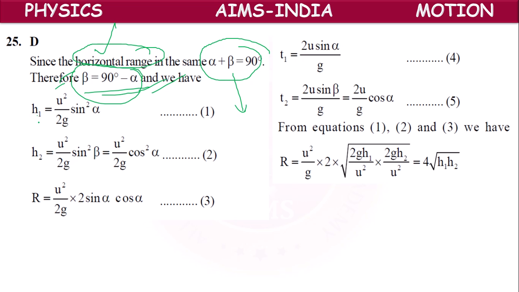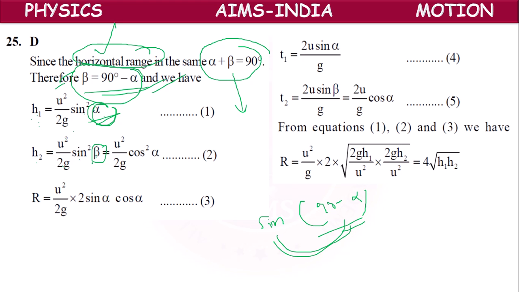So we have the formula for H1, because the first angle of projection is alpha. Then the H1 formula is u square sine square alpha by 2g. H2 formula is u square sine square beta by 2g. But in the place of beta, we can keep 90 minus alpha. Sine of 90 minus alpha means for sine 90 it will become cos, cos alpha.